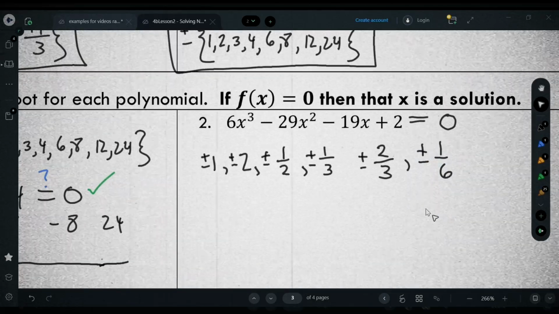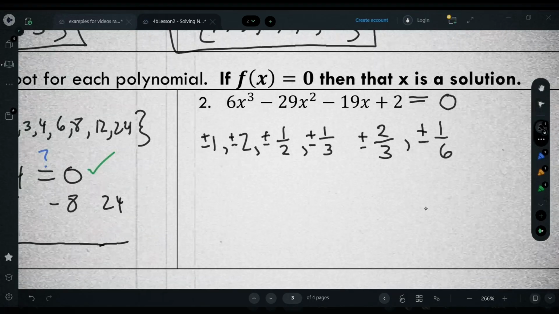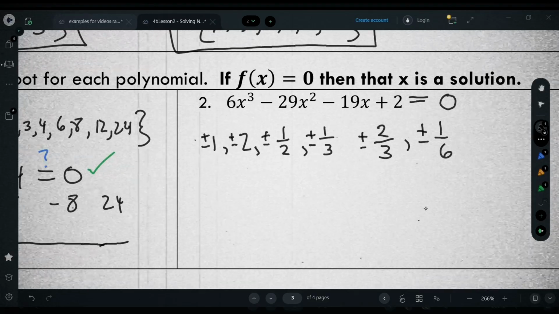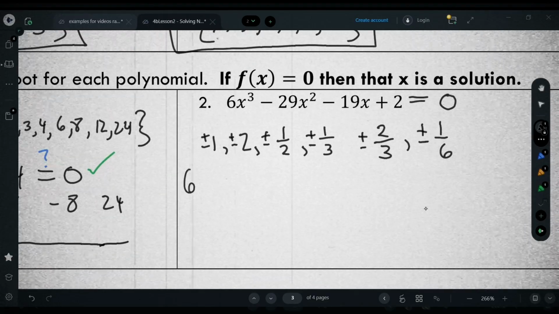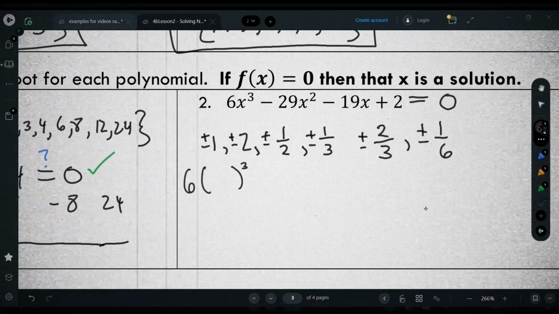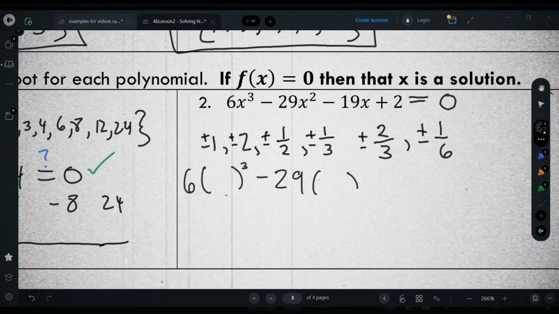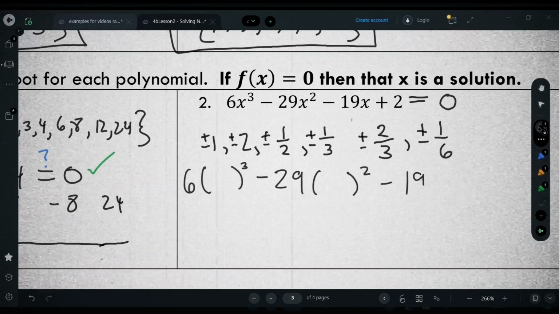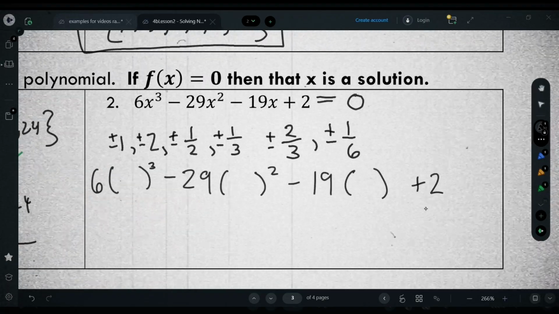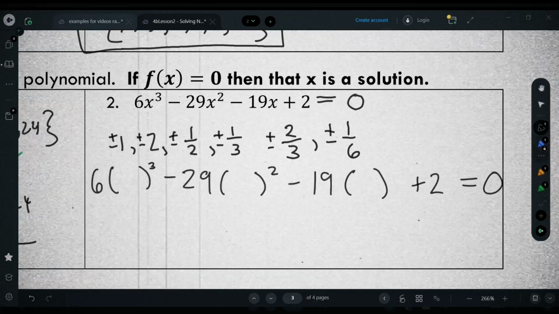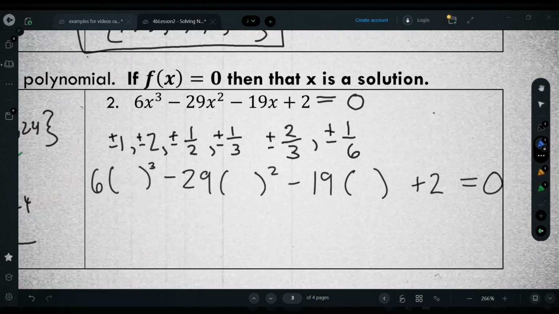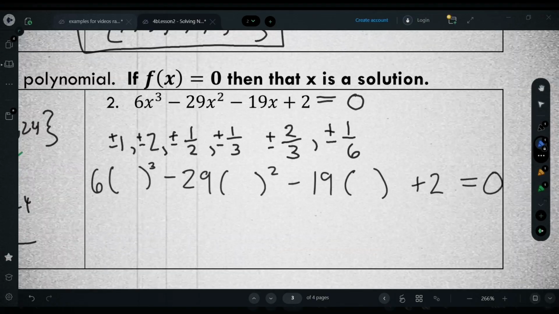So we're going to do the same thing here. We're going to plug these in. We're going to evaluate the equation. So I'm going to write my equation, 6x cubed, but I'm going to replace the x with parentheses. 29x squared minus 19x plus 2. And we want to find a value that makes it equal to 0. So pick a number. Any number, it doesn't really matter where you start.